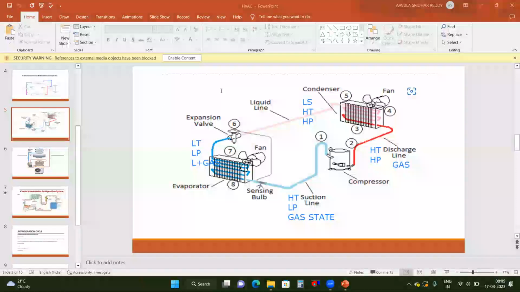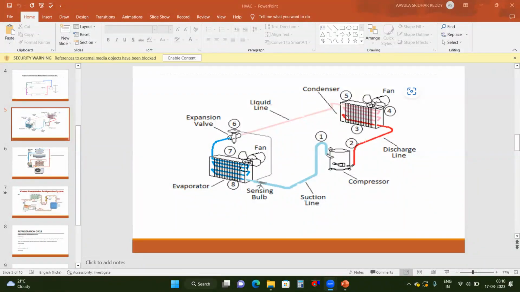Okay. Very important is the state: where the gaseous state is, where the liquid lines are, and the temperatures. That is very important from an interview point of view. They will ask you to mention where we call it the suction line, return line, liquid line, and also the high pressure and low pressure areas, and where the refrigerant will be in gaseous state and where it will be in liquid state. That will be asked. So practice well.